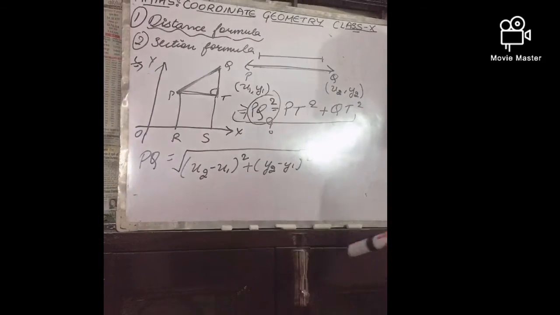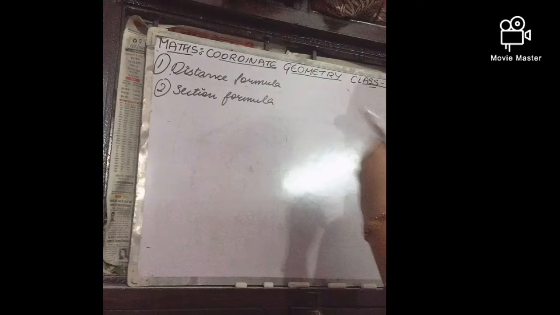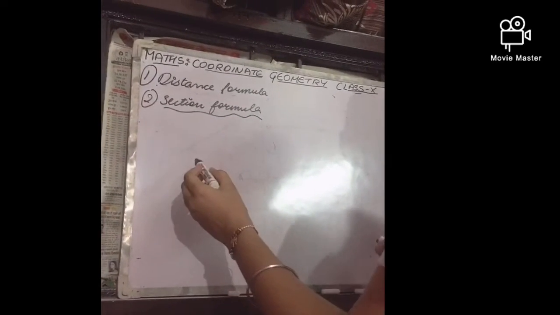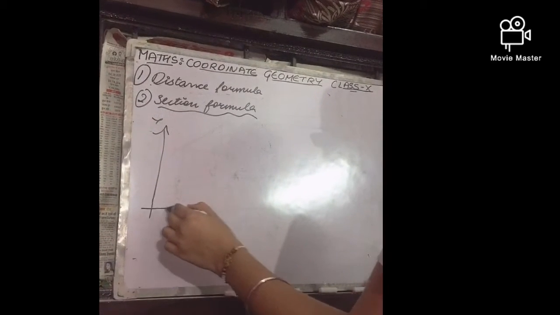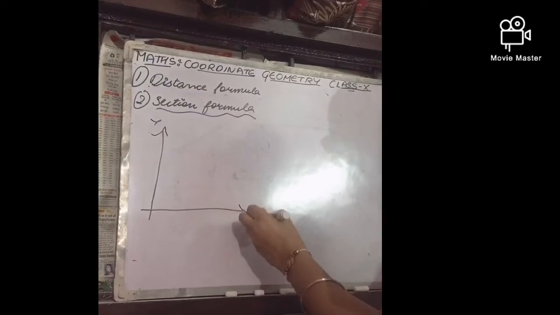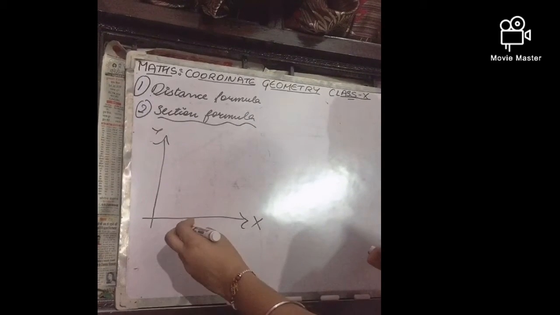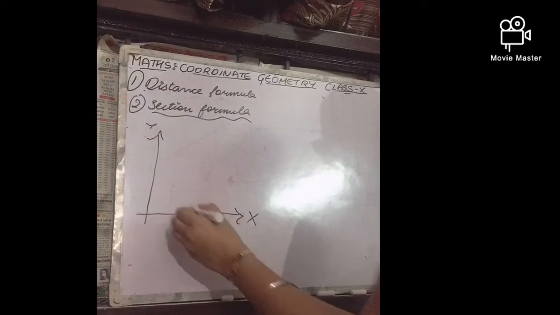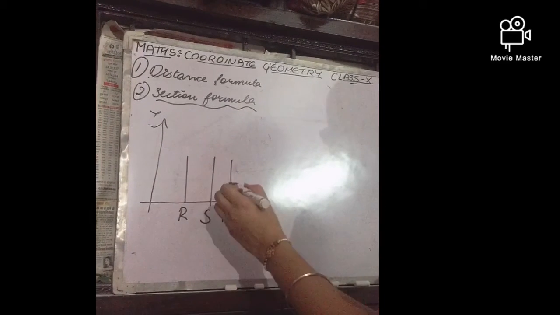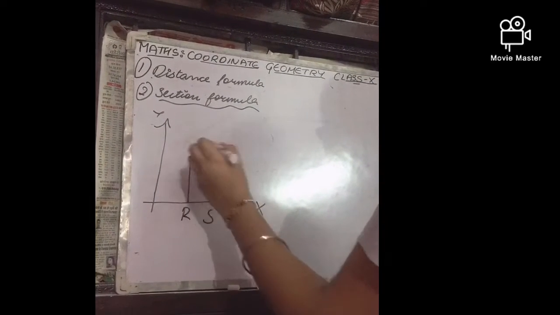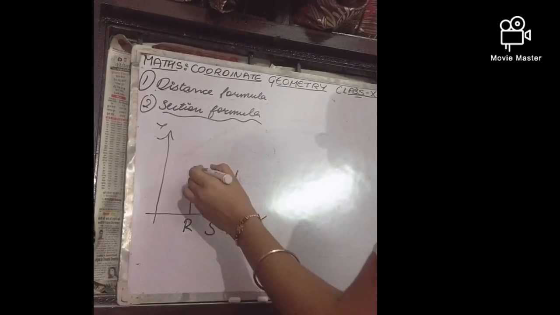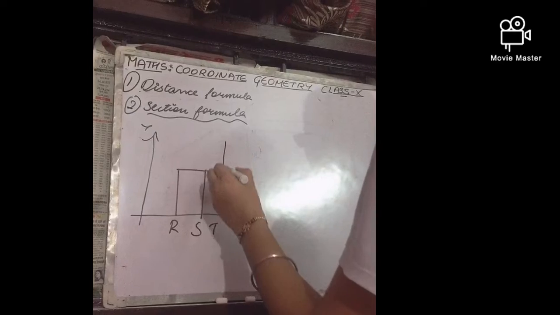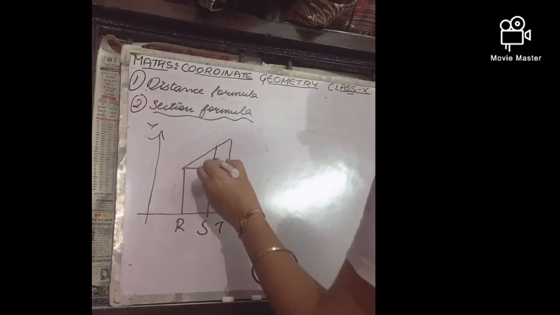Now I am telling you about the section formula. So how is the derivation? First of all, I am going to draw the diagram of this. I am drawing by hand, so you can draw very neatly in your practice, or you can draw roughly also. Don't waste your time, it's precious.